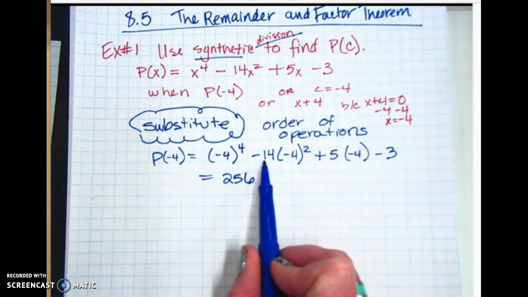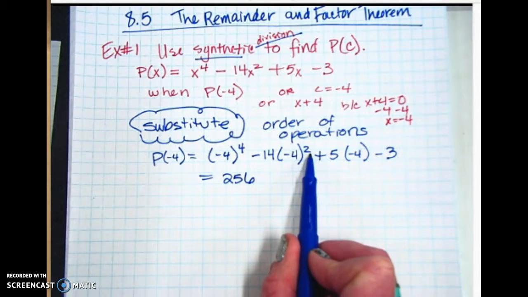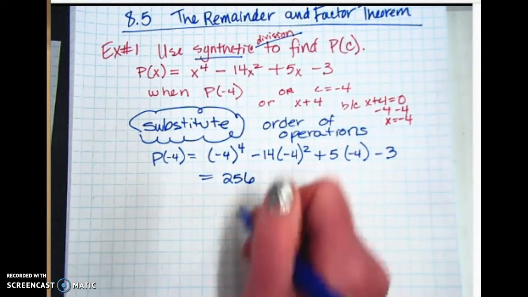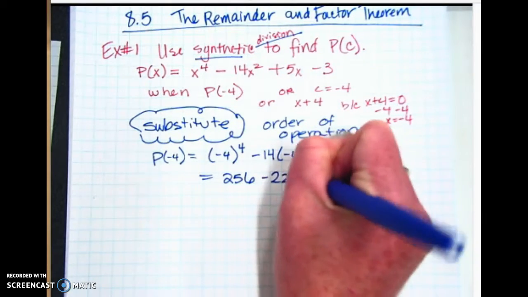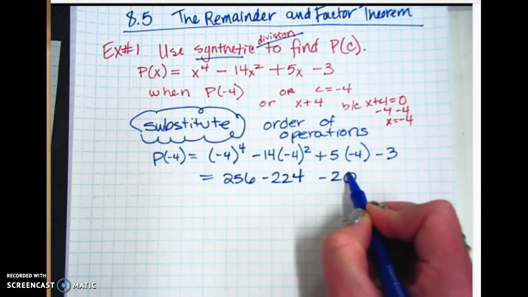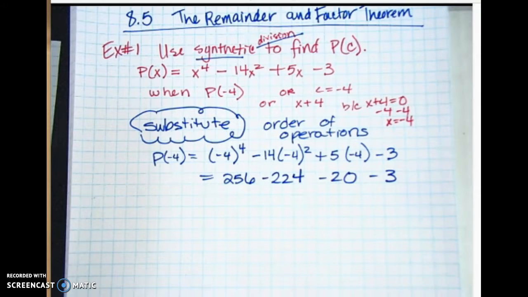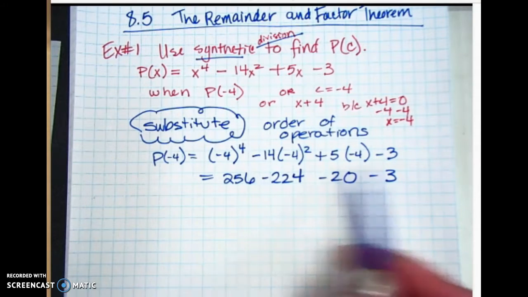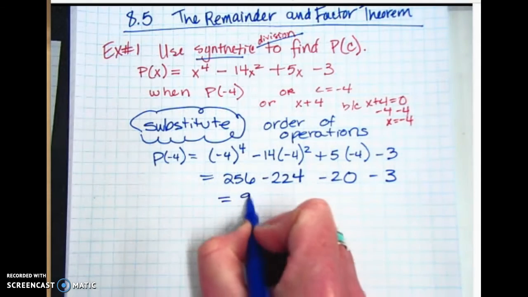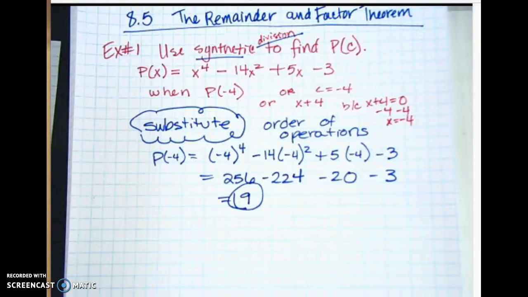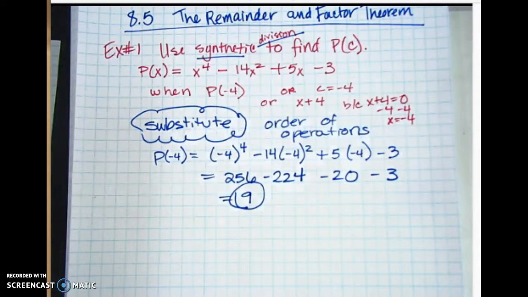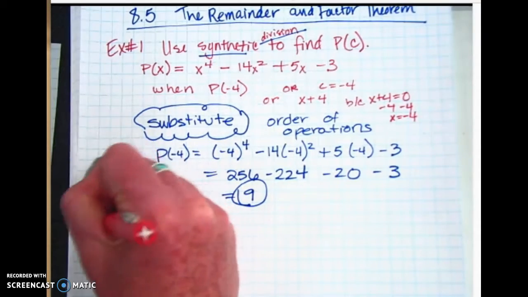Then minus 14 times -4 to the second power, you want to make sure you do the exponent first, then multiply it by -14. You should get minus 224. Then when you multiply 5 times -4, you should get minus 20, minus 3. Now everything's simplified except for the adding and subtracting. So just type it in your calculator and hit the equal sign. You should get 9. So just substitute it in, and make sure you follow order of operations even when you're punching it in your calculator. Any questions on example number 1?